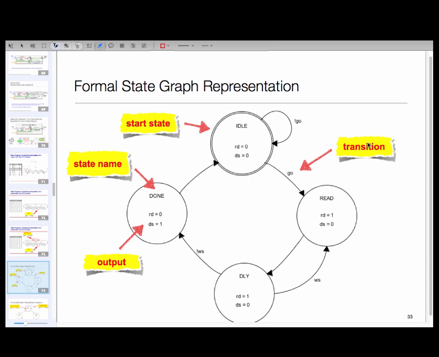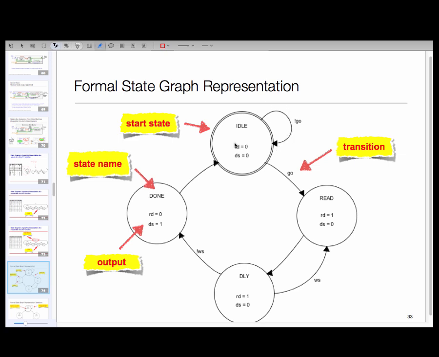And then finally there's a transition. So that's going from one node to another node. And you see how there is this little equation sitting next to the transition. It's saying go. This is another way of saying take this transition if go is 1. Whereas in the previous case, we would have written just 1 or something like that, okay? So what you see is in the start state, if go is high, move to the read state. If go is low, remain in the idle state.